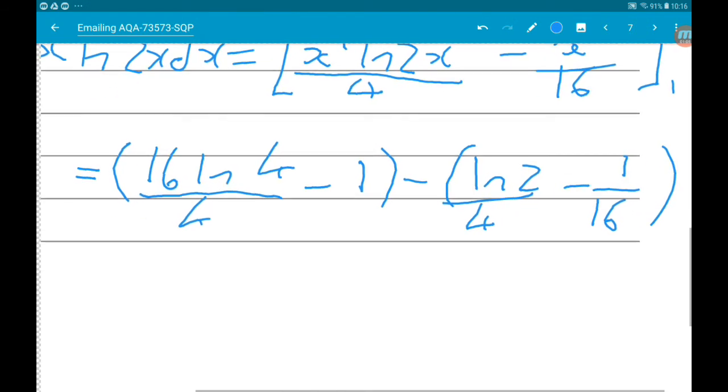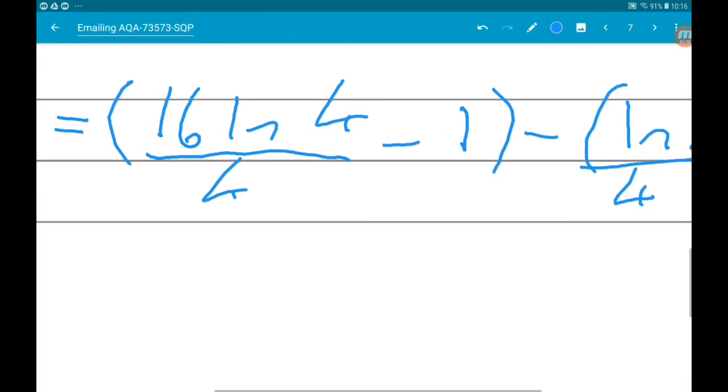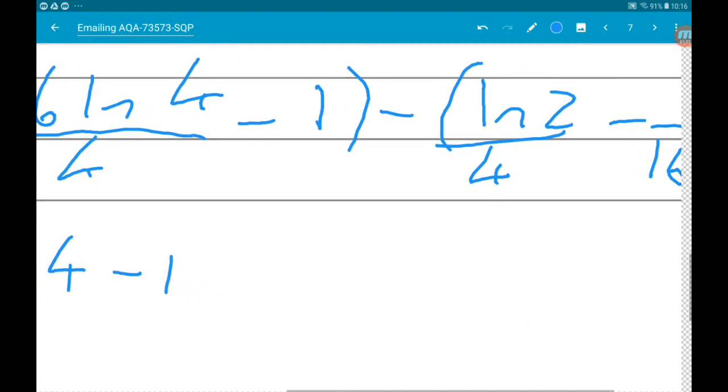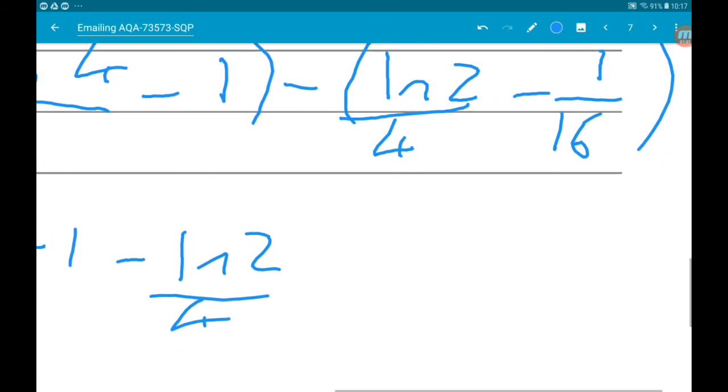Okay, so 16 log 4 over 4 is 4 log 4 minus 1. Now we got minus log 2 all over 4, and then add 1/16.